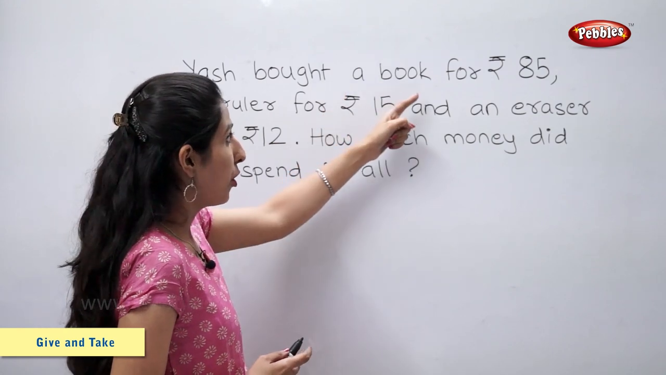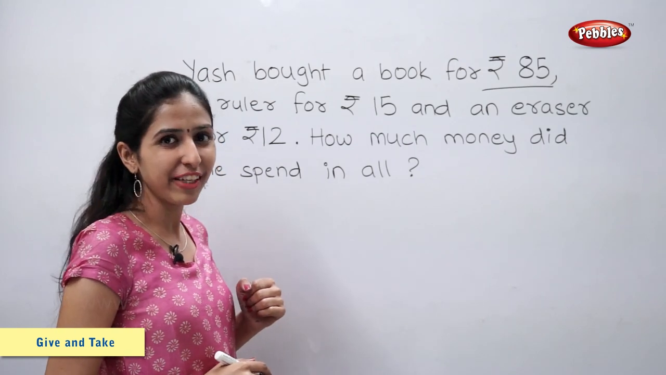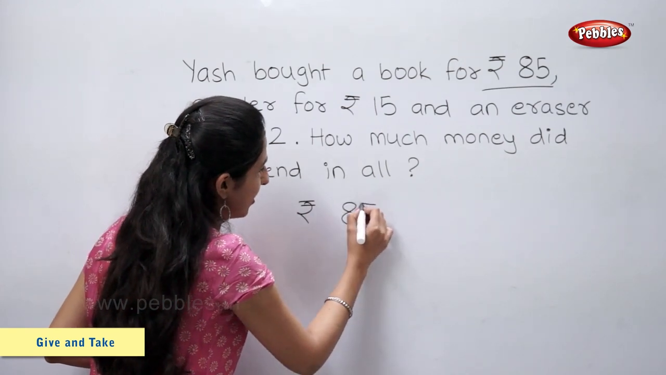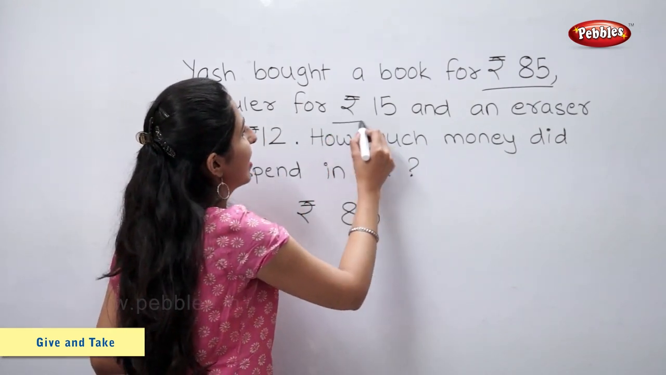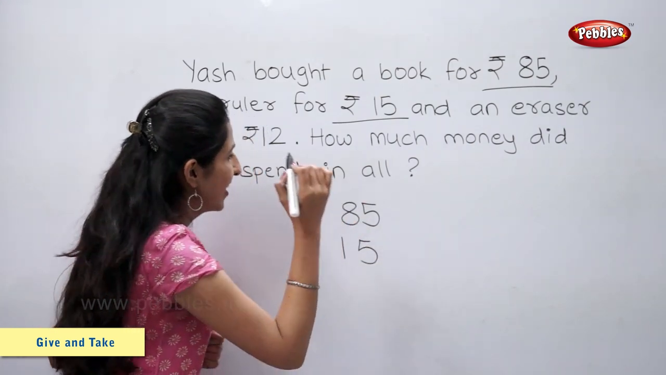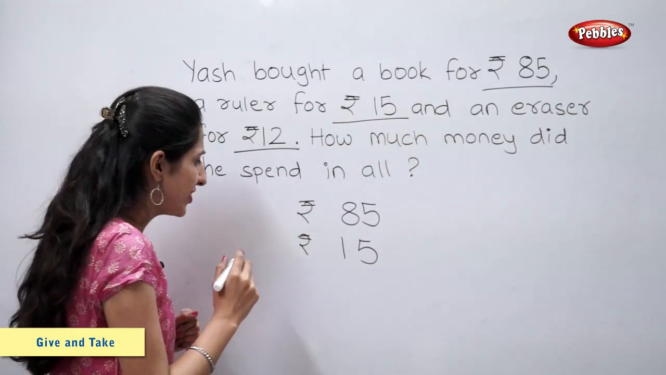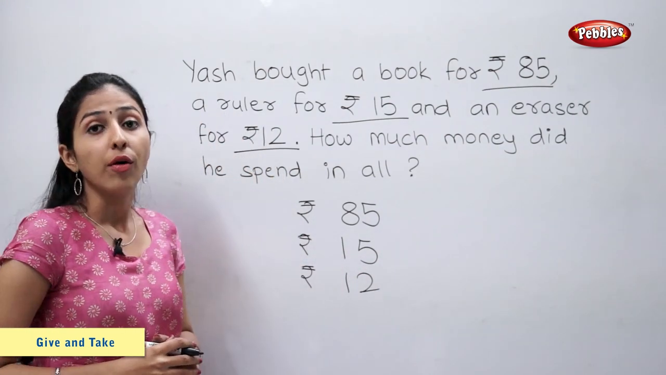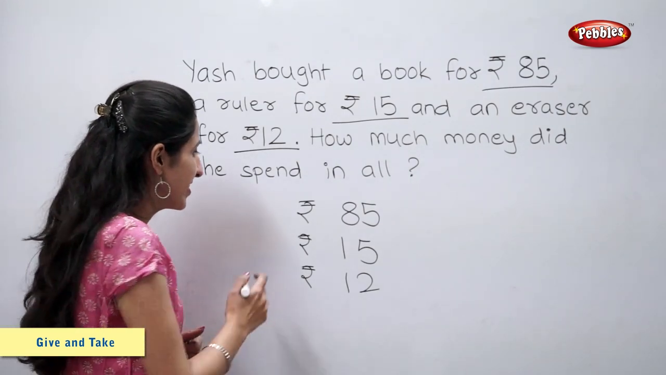Yash bought a book for rupees 85. So, let's write rupees 85. A ruler for rupees 15. And an eraser for rupees 12. Let's write rupees 12. We have to find the total amount. So, let's add these.